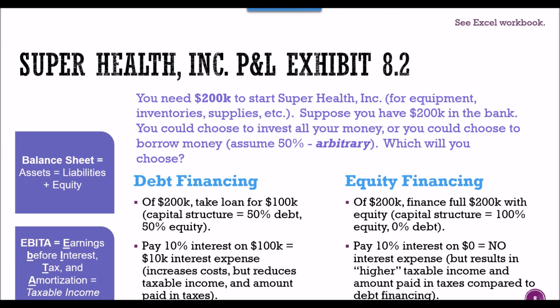EBITDA, lower left. EBITDA stands for earnings before interest, tax, and amortization. So it's essentially your taxable income. I believe the reason I put that in there is because on page 236, Gopinski refers to it as taxable income, but there are, I believe, end of chapter problems where he refers to this as EBITDA. So I just wanted to make sure that you understood the terms there.